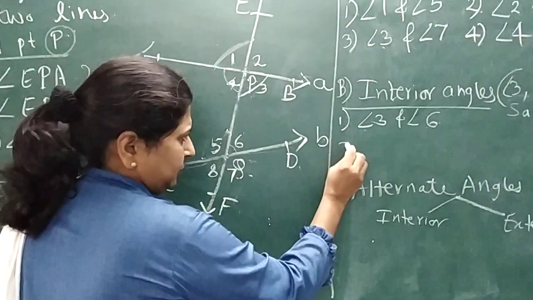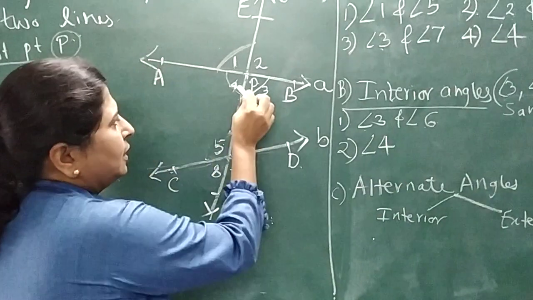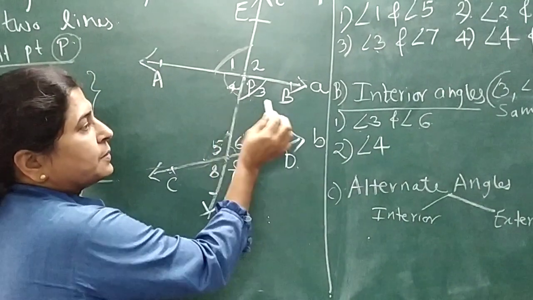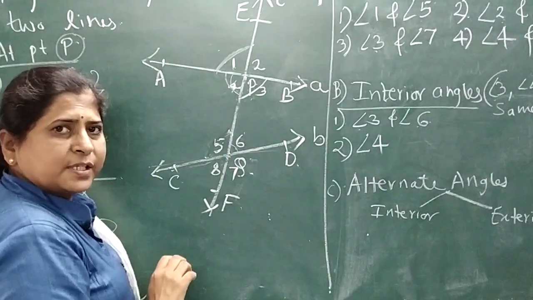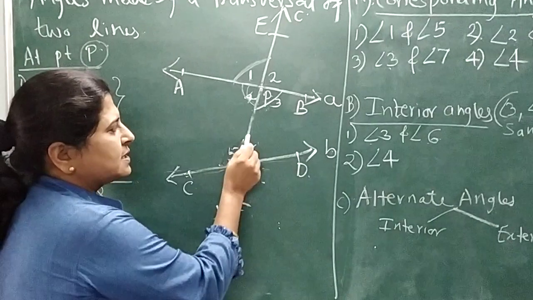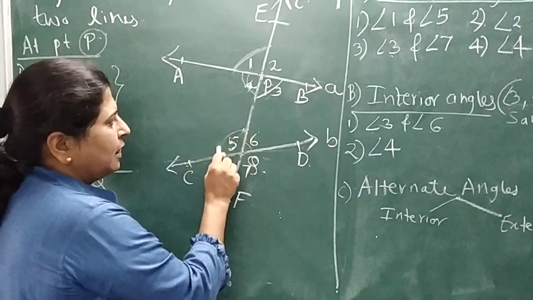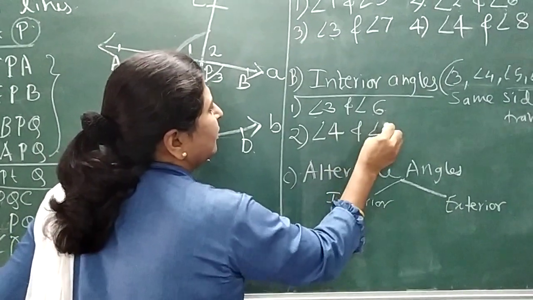Okay. And another pair, if you want to know, which is the pair with angle 4. 4 is also one of the interior angles. Now 4 is on the left of the transversal. So which is the angle on the left of the transversal, 5th or 6th? We can see the 5th angle is on the same side of the transversal. So angle 4 and angle 5.